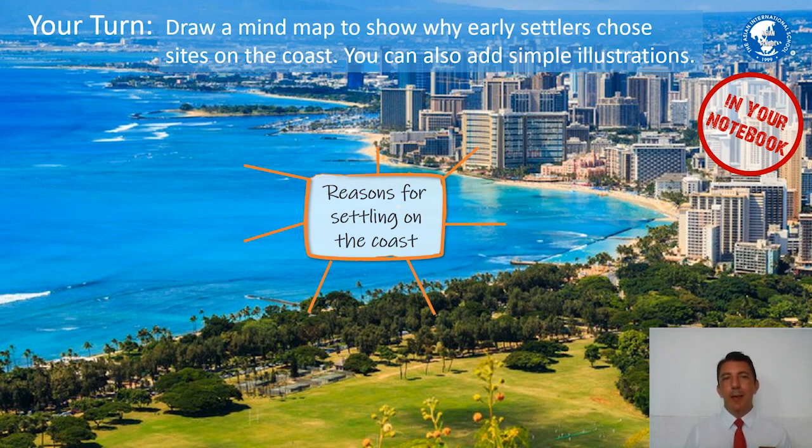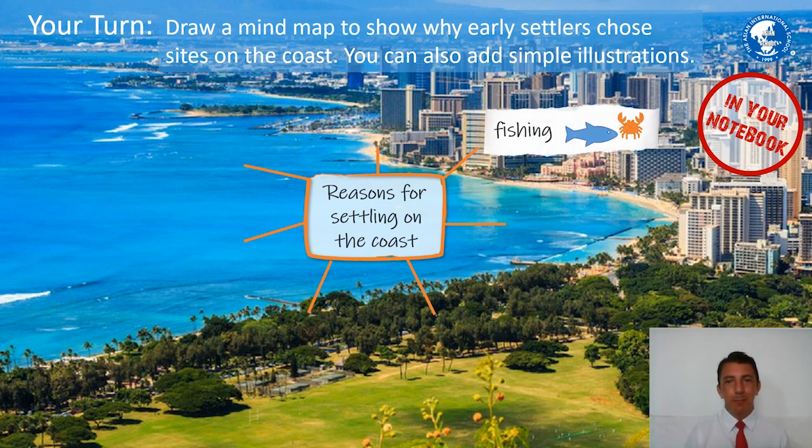Now remember, we're thinking about early settlers. The picture in the background is a modern settlement, but it didn't always look like this. Thousands of years ago, it was a much smaller settlement. What were the people who first lived here looking for? I'll give you one example to begin.